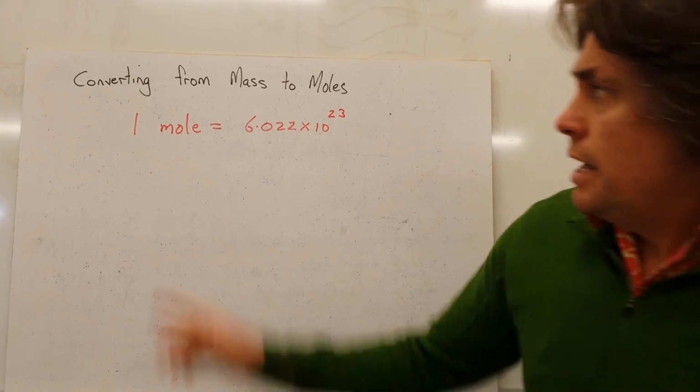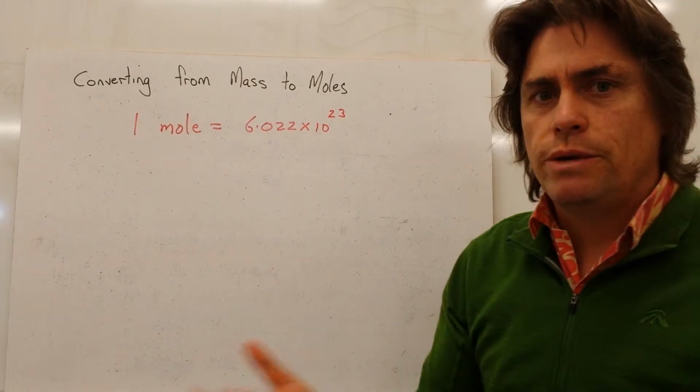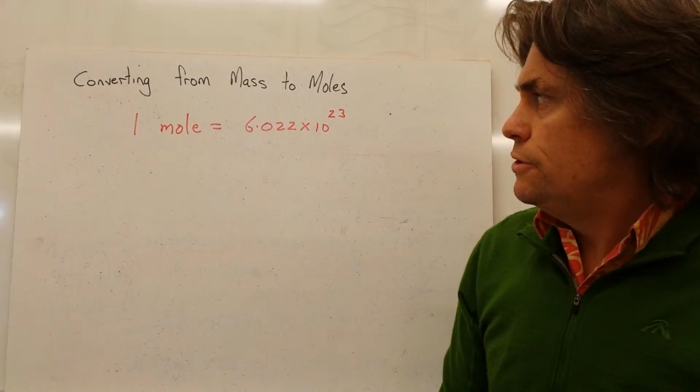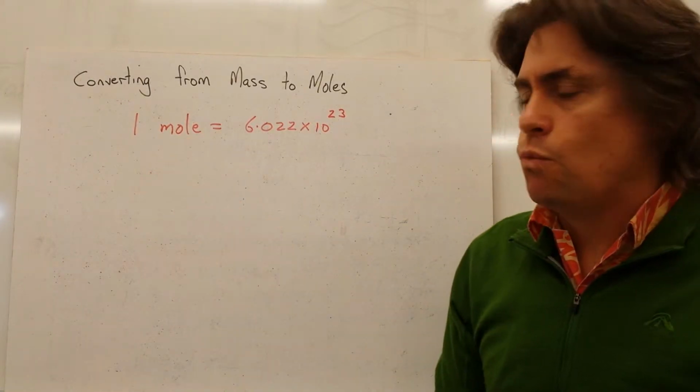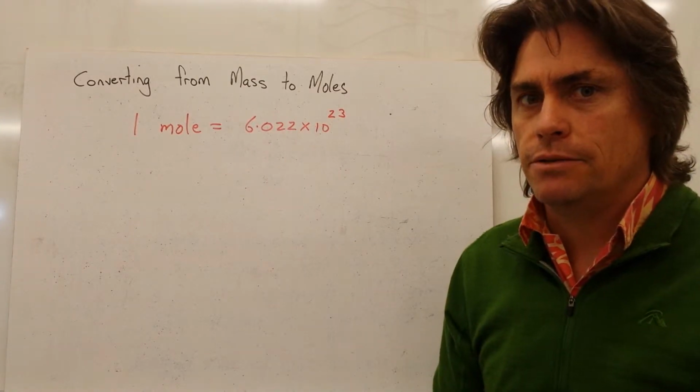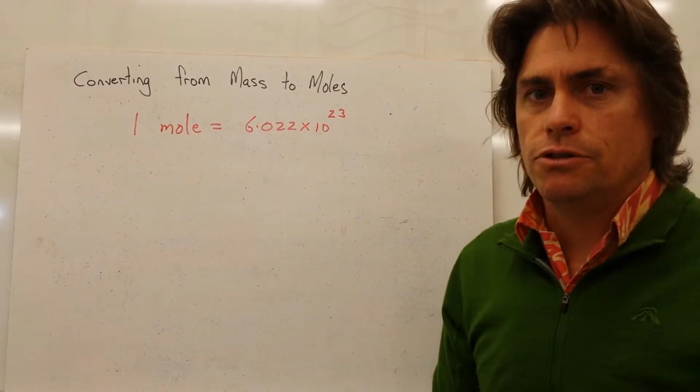Okay, let's have a look at how we go about converting from mass, which we can measure, to moles and moles to mass. Now to do this, we've got to take this concept of 1 mole being equal to 6.022 by 10 to the 23rd particles. And that's known as Avogadro's number.